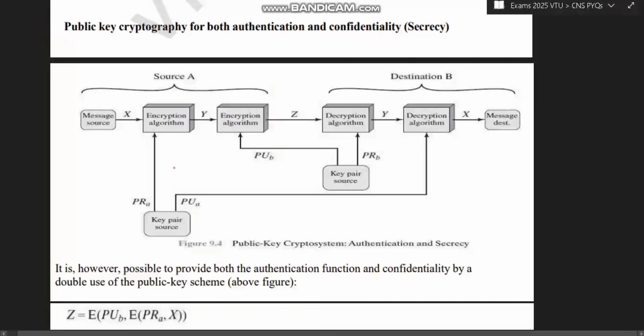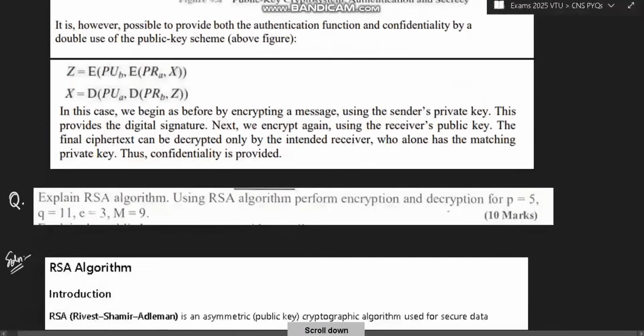If we combine both of these, we will be getting this one. The private key of A is taken here, and the public key of A is taken here for the decryption. This is the decryption part, this is the encryption part. You have to make it in this way.